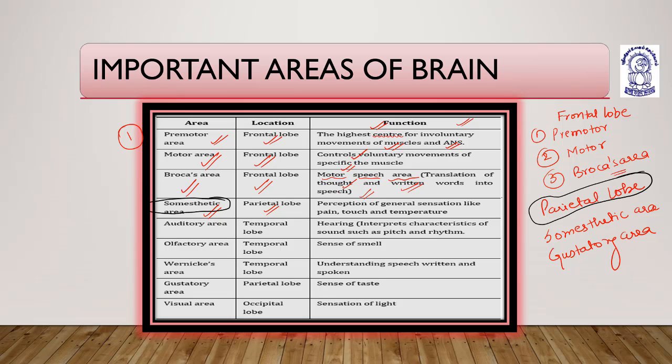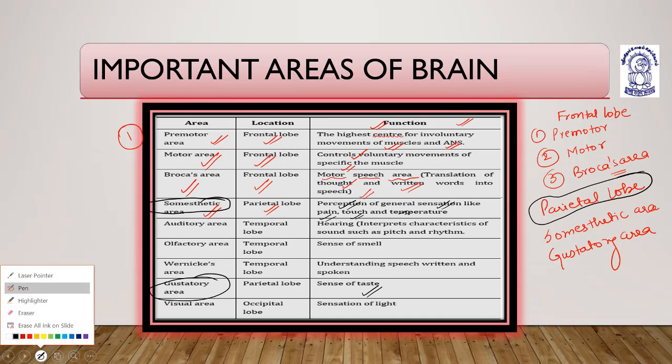Somesthetic area helps in the perception of general sensations like pain, touch, and temperature. Then gustatory area helps in the sense of taste. So these are the somesthetic area and gustatory area which are located in the parietal lobe.